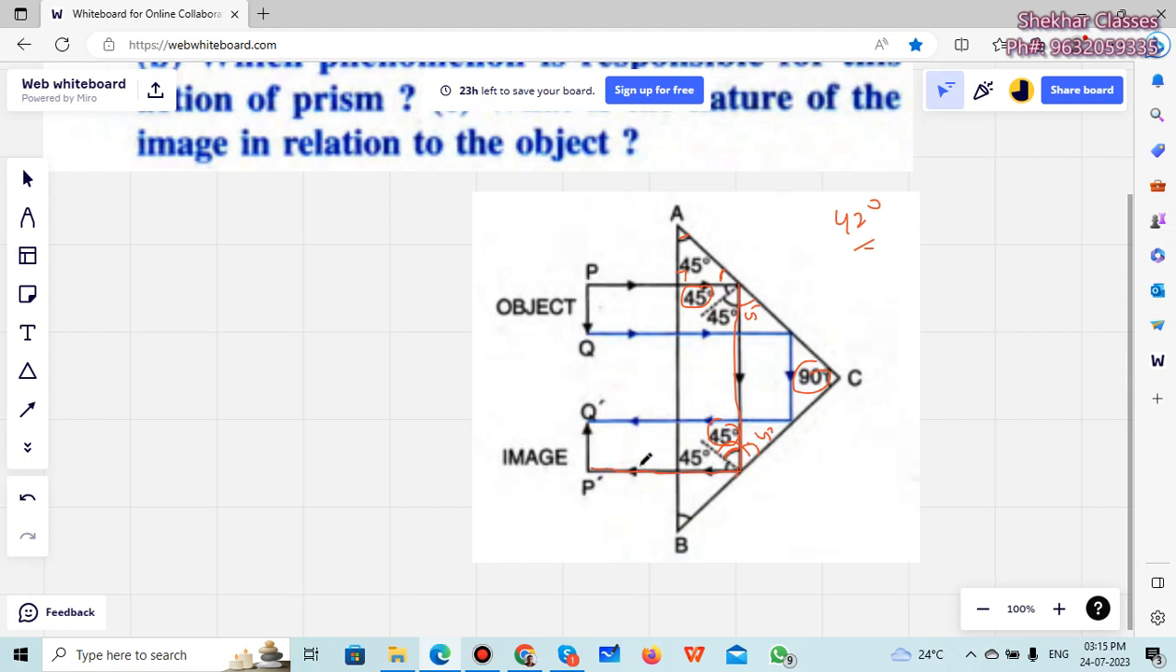So you can find these two rays are parallel. You have to just draw this. It's going in, coming out like that. Same way the other side. If the object was inverted, now you see it is erect.